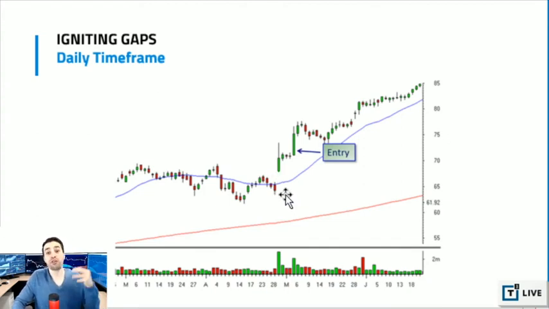Now, are there other things that I would really like? Yes, there are 5 things that we look at when we look at gaps, and this is all taught, by the way, in Advanced Gap Strategies class.